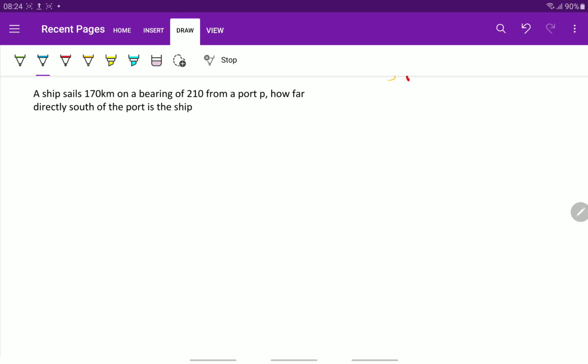A ship sails 170 kilometers on a bearing of 210 from port P. How far directly south of the port is the ship? Right, how do we tackle this? It's a very simple question. So essentially, whenever you have a bearing question, I always draw a coordinate plane. Okay, with this drawn, we know that a ship travels on a bearing of 210. So we have to go 210, so that's 90, 180. So 210 somewhere around here roughly.